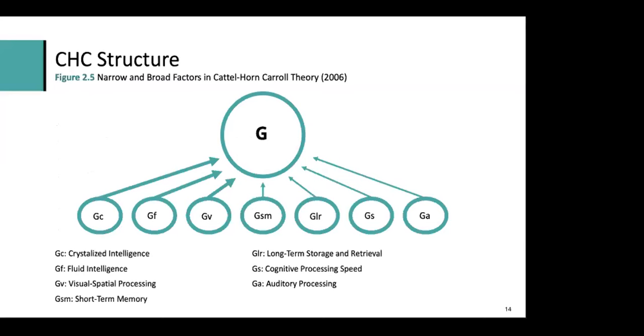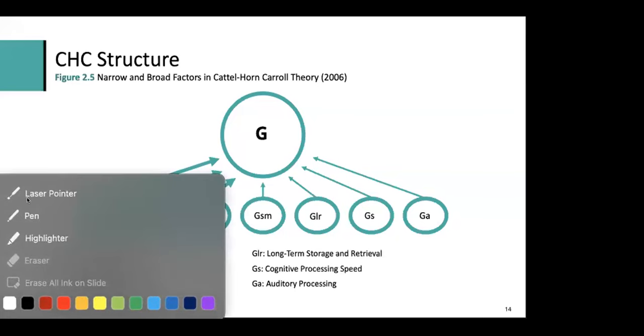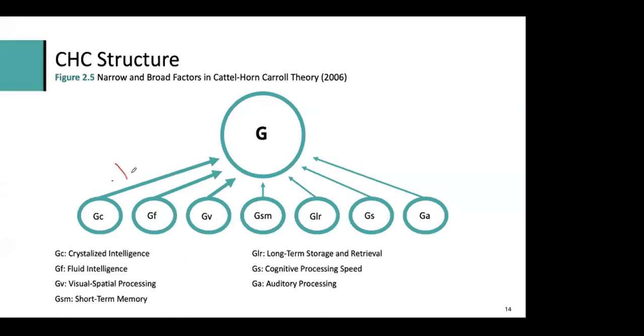3 of the broad factors are more highly related to G than others, and these factors are all represented in the DAS-2 core subtests. You'll notice that these are shown here with broader lines. Let me see if I can show you here. Right here, you see these with broader lines connecting them to G, and include GC, GF, and GV.